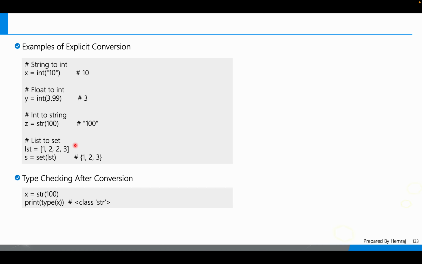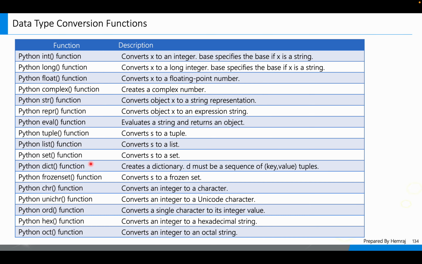Then type check after conversion: also print the types with the same code, and you can check after conversion whether the result is actual and perfect or not. The data type conversion functions here are the same as in the previous slides. Python's int function converts x to an integer, with a base specified if x is a string. These tables show you the data type conversion functions that are built-in functions in Python.